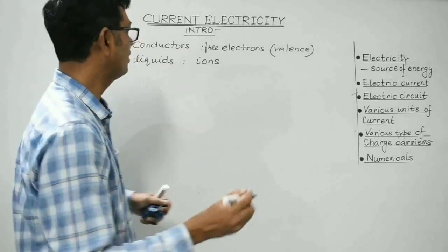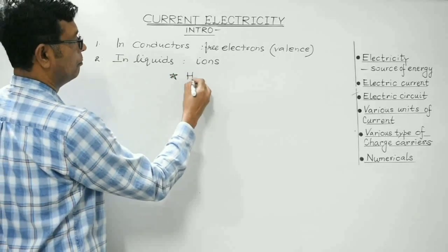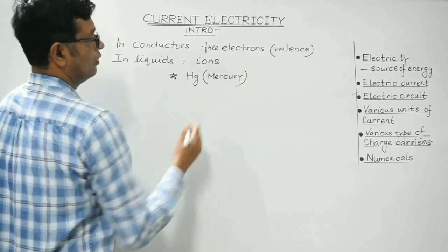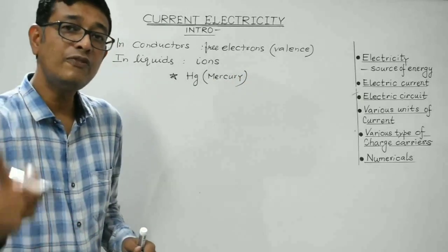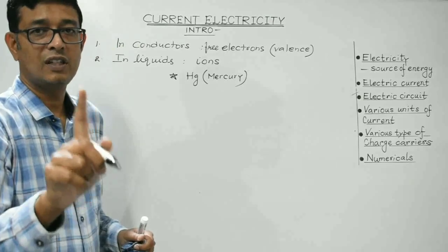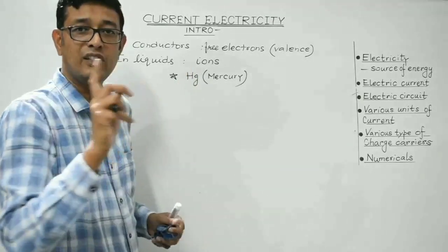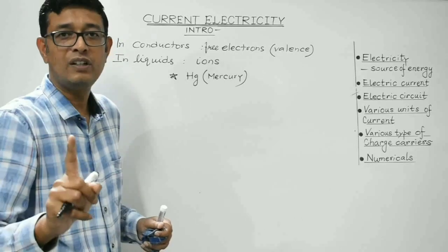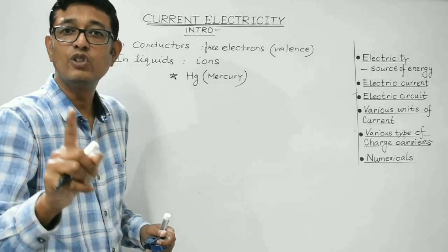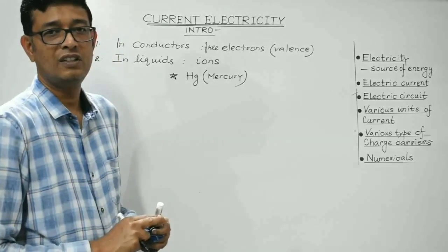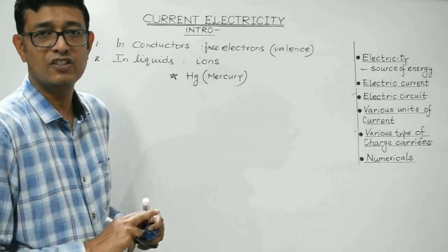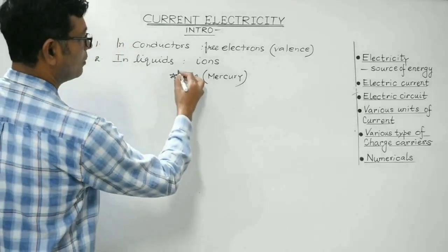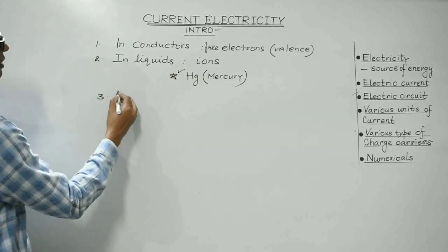Here I must state, mercury is the only example of a liquid which conducts current due to the presence of free electrons. Remember students, mercury is the only liquid, it is an exceptional case. All the other liquids which conduct electricity do so due to the presence of ions, right? So remember this. Third, in gases.